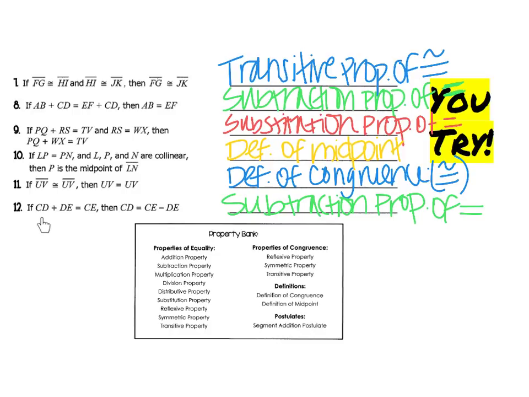Number 12, if CD plus DE equals CE, then CD equals CE minus DE. So that's kind of a tough one. We've got to look at it. How did we go from this equation to this equation? What did we do to both sides of the equal sign to get this? What we did is we subtracted DE from this side and subtracted DE from this side. It'll cancel out over here, and then over here we'll be left with CE minus DE, and that's how we get this. So because we subtracted DE from both sides of the equal sign, and because we're dealing with an equal sign, this would be the subtraction property of equality.